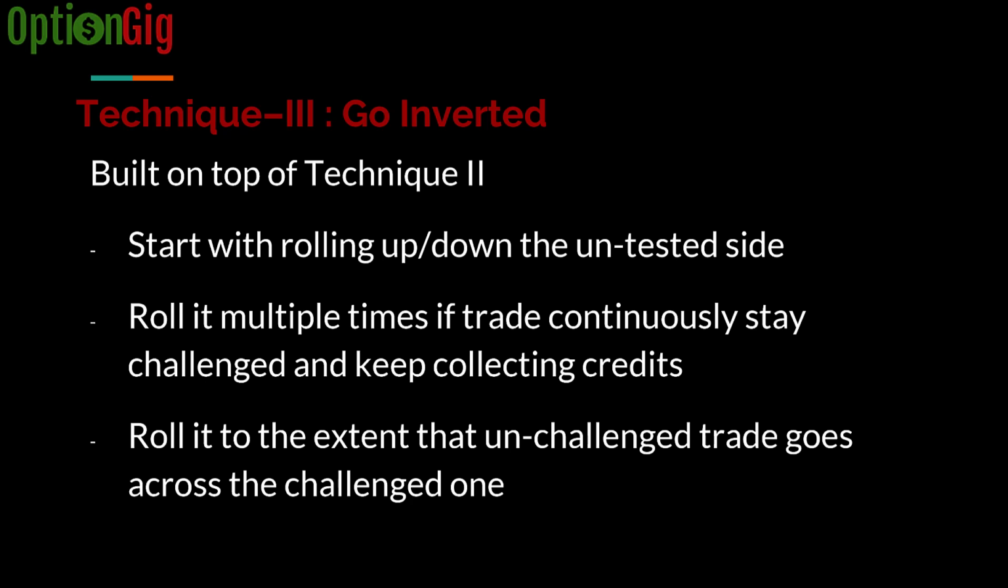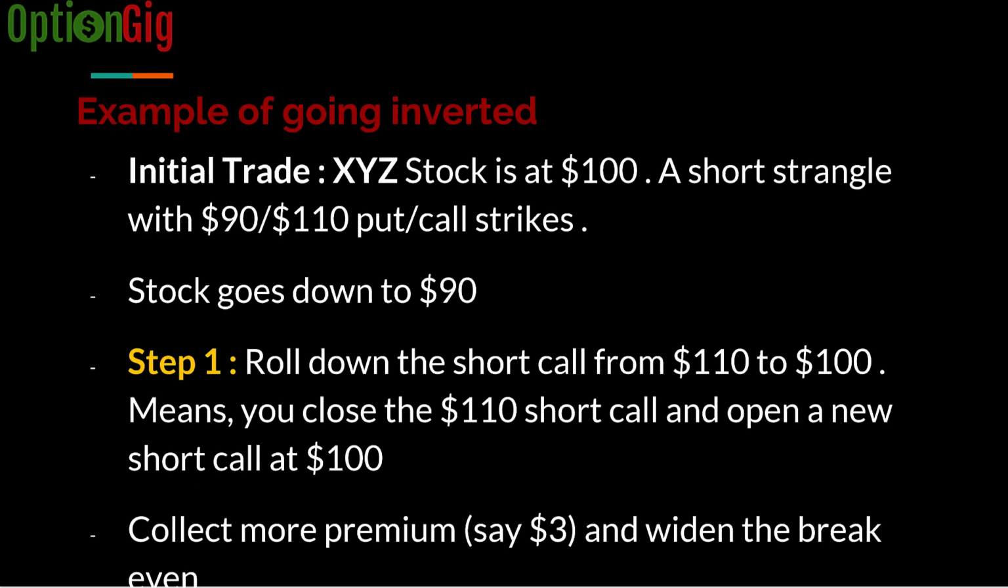In the other case, if you are rolling up your put, the same situation applies. You roll up your put to bring your short put closer to your short call. Again roll up your put, maybe bring it equal to your short call. Then you again roll up your put. Now your put has become higher than your short call. That is why we call it inverted. Okay, let's take an example. I think that will be much clearer to you.